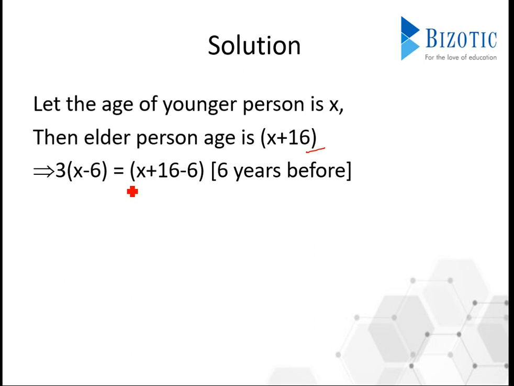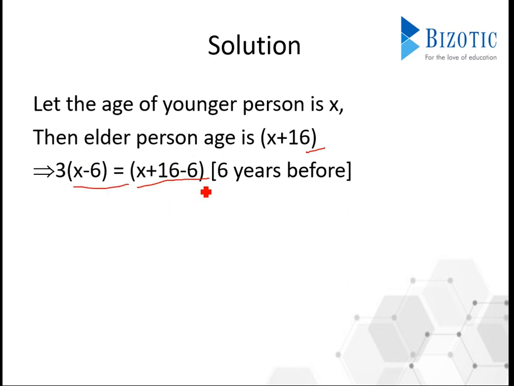Now, what is this equation? This equation is very simple. They have given 6 years before. So his age is what? X plus 16 minus 6, and on this side also you will subtract 6 from the age, and in the question they have also given that the elder person's age 6 years ago is 3 times the younger person's age.